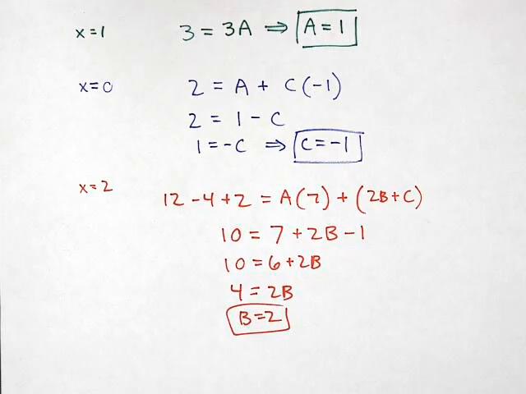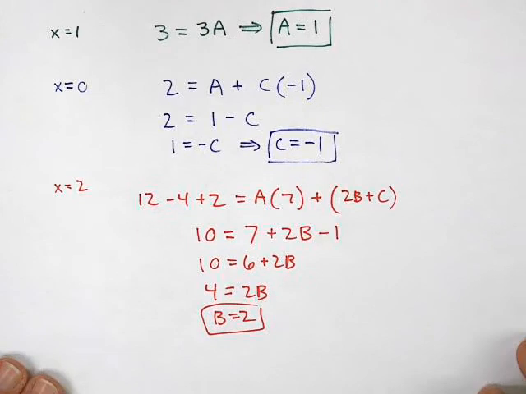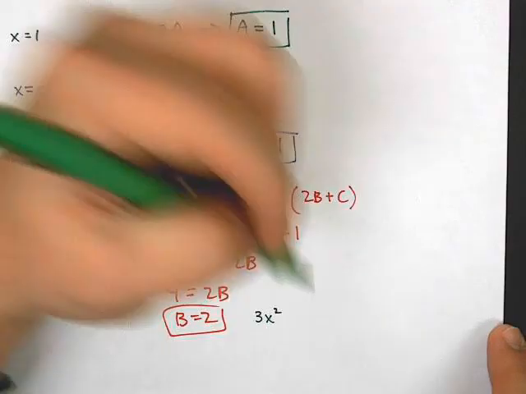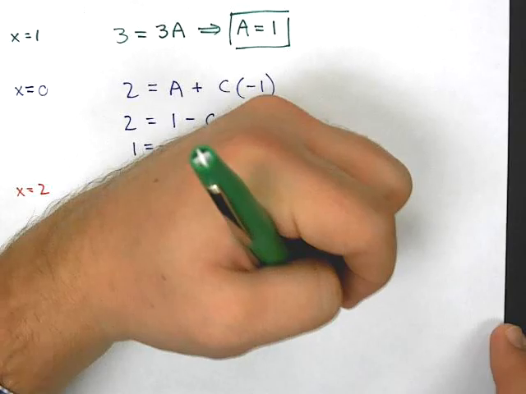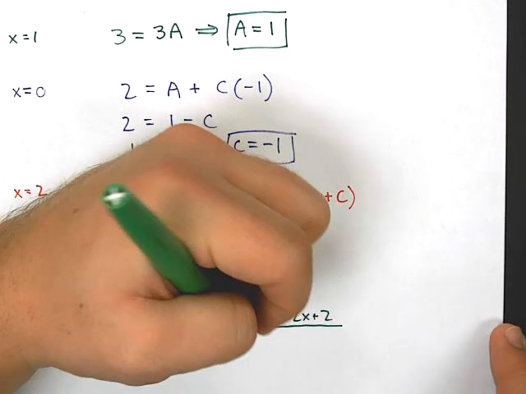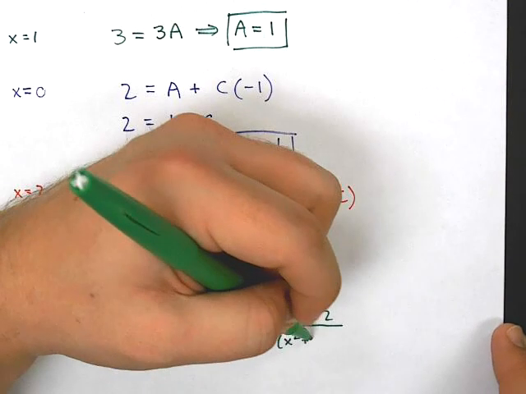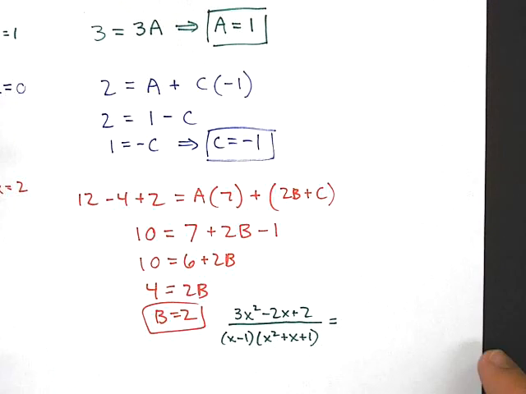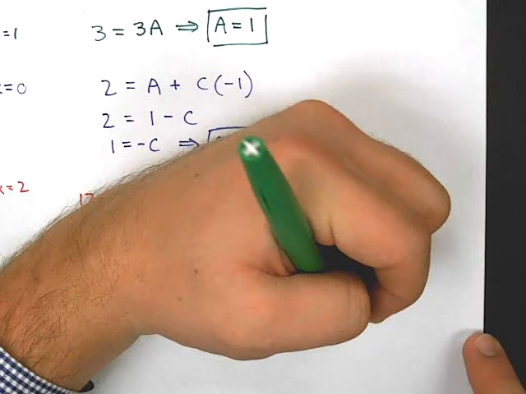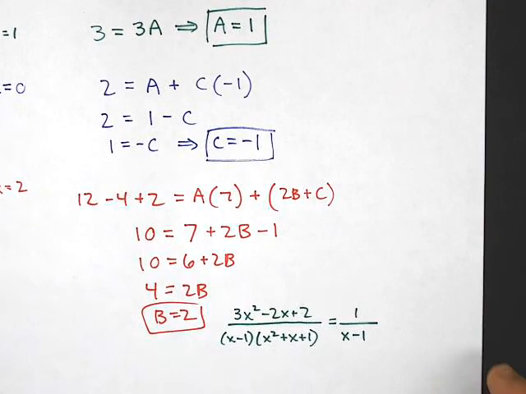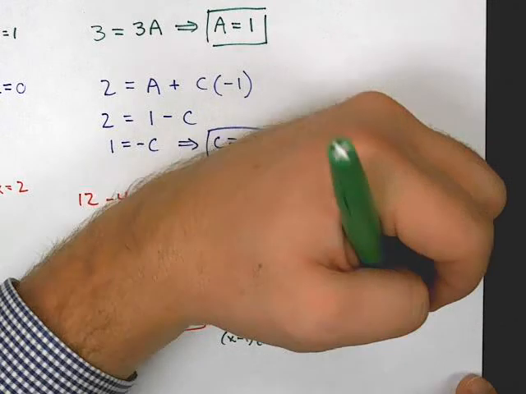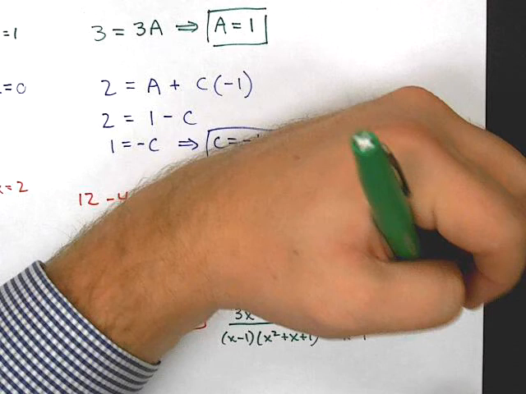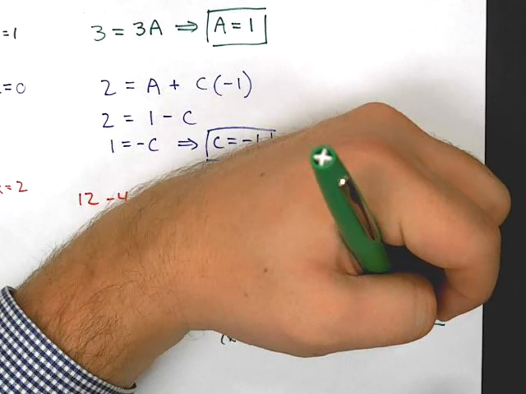All right, so we can finish this up by saying our final, so 3x squared minus 2x plus 2 all over x minus 1, x squared plus x plus 1 equals, and now we just plug in our values. We knew that a was 1, so 1 over x minus 1, and we knew our b value was 2, so plus 2x, our c value was negative 1, so 2x minus 1, all over x squared plus x plus 1.